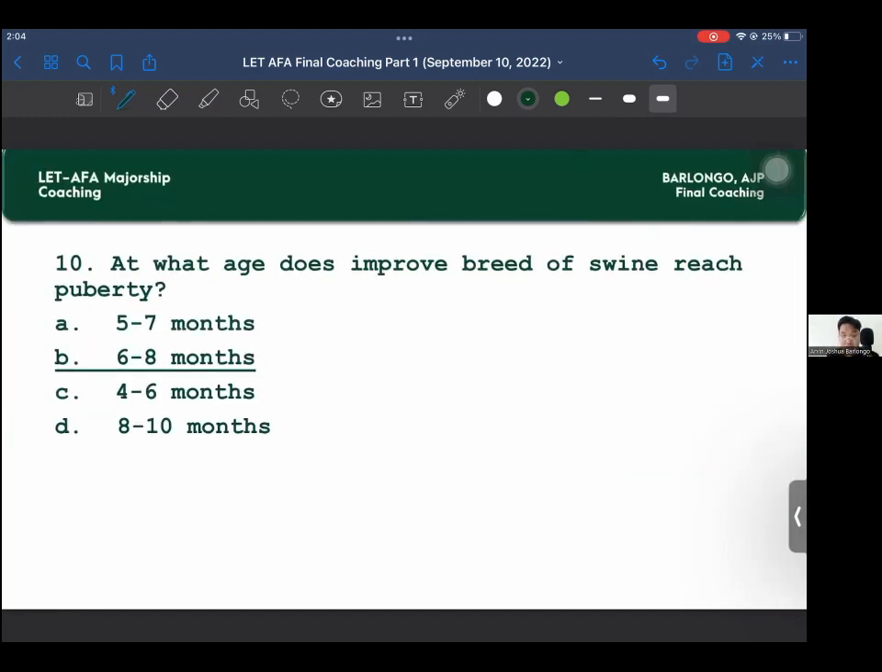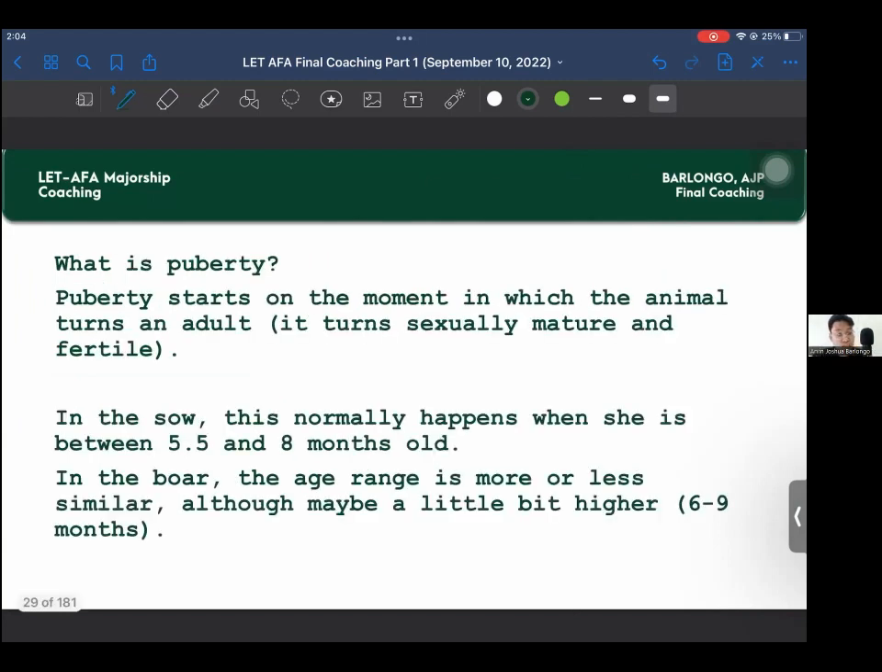So, ayan. Tama yung 6 to 8 months. Ngayon, let's discuss briefly kung ano nga ba yung puberty. So, just same through with humans. Puberty starts on the moment in which the animal turns an adult. Kapag sinabing turns an adult, it turns sexually mature and fertile. So, that is the start of puberty.